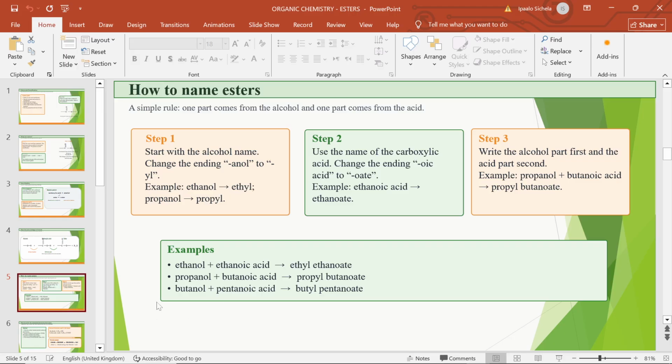And then the other example is butanol plus pentanoic acid. The first step is to change the ending of the alcohol from anol to yl, so it's going to be butyl. Then change the ending of the carboxylic acid from oic to oate. It's going to be butyl pentanoate. So that's how you name an ester. That's how you write an ester in words. Always remember to start with the alcohol part, then end with the carboxylic acid part.